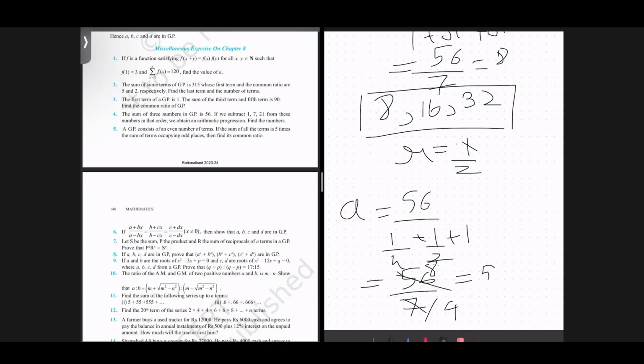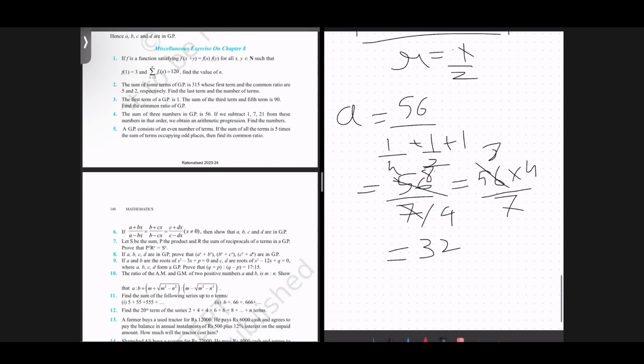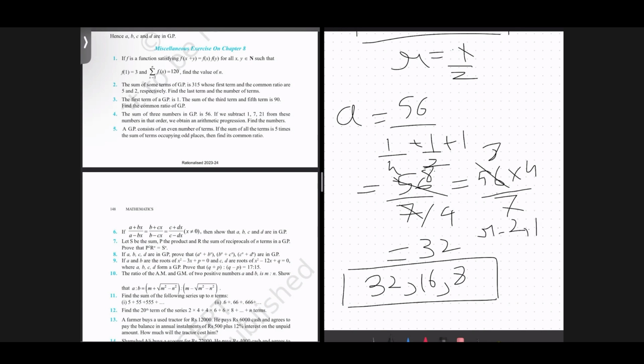So you have 56 into 4 upon 7. This gets cancelled. This and this finally becomes 32. So your terms at the end are going to be 32, 16, and 8, which are the terms for R equals 2 as well. So the terms are going to be the same, 8, 16, and 32. The common ratio can be 2 or the common ratio can be half, right? That is your final answer.